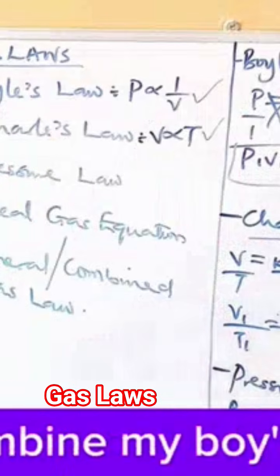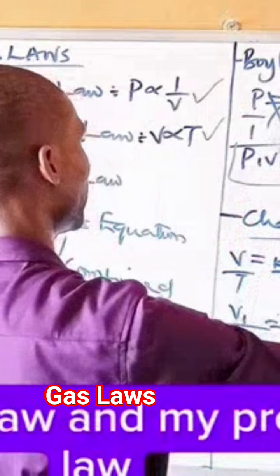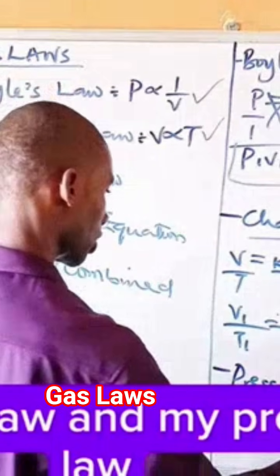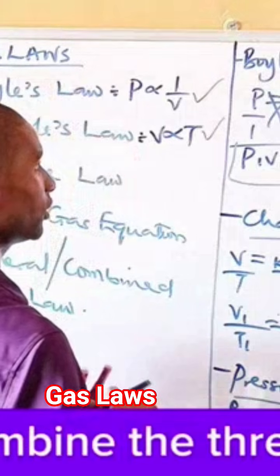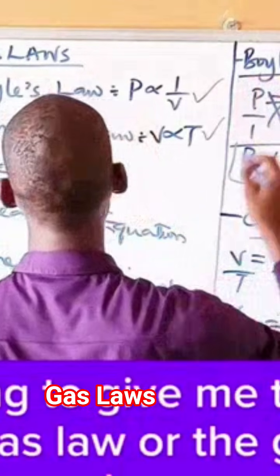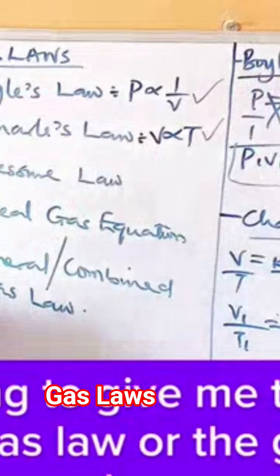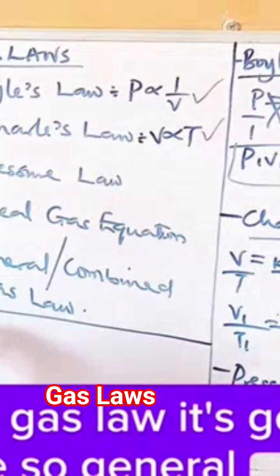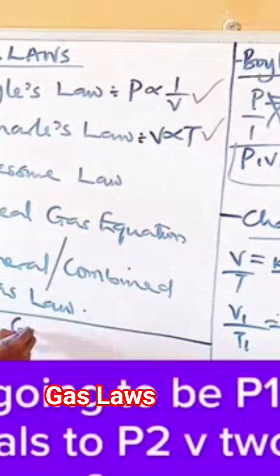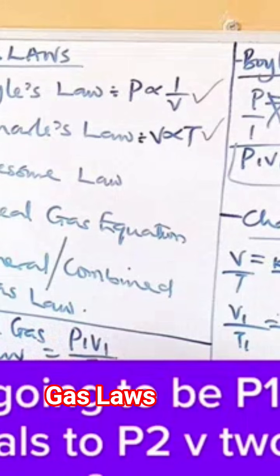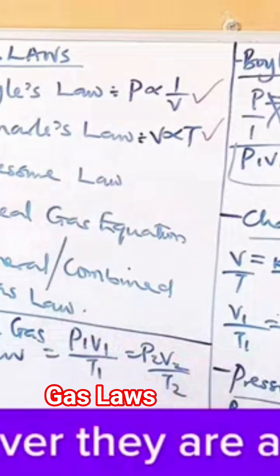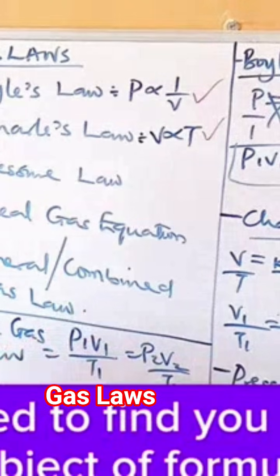T2 final temperature. So if I combine my Boyle's law, my Charles' law, and my pressure law, I combine the three, it's going to give me the combined gas law or the general gas law. So general gas law is going to be P1 V1 over T1 equals P2 V2 over T2. So whatever you are asked to find, you make it the subject of formula.